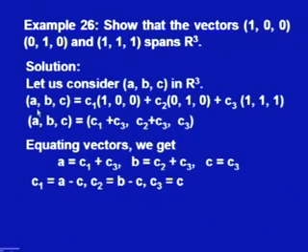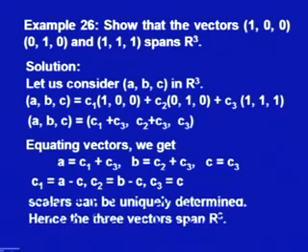So, for given values a, b, c, one can uniquely determine the scalars c1 as a minus c, c2 as b minus c, and c3 as c. Thus, we can say that these three vectors (1,0,0), (0,1,0) and (1,1,1) span the vector space R3.